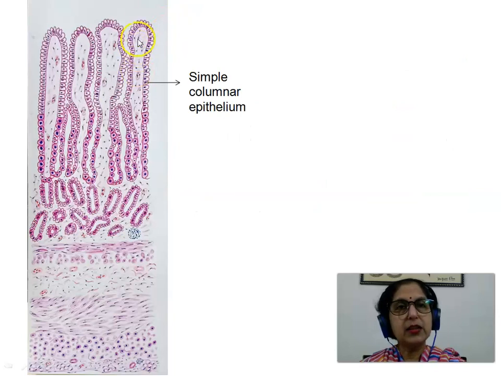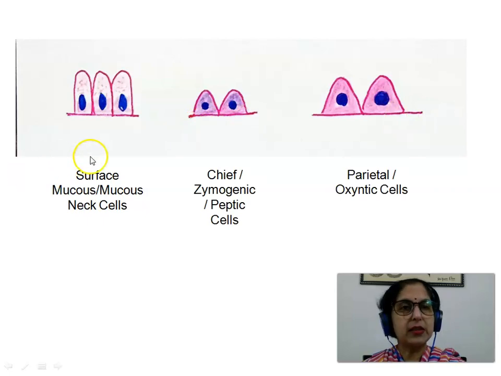What we see here is the lining epithelium, which is lined by simple columnar epithelium, and these cells are called as the surface mucus cells. What we see here is a surface mucus cells, which are simple columnar cells with a basal oval nucleus. Cytoplasm showing foamy appearance because of the mucinogen granules near the apical part.